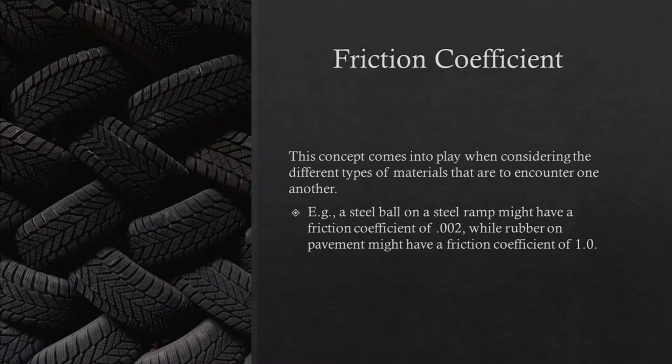There's one more concept to consider when tackling friction, though: the friction coefficient. This concept comes into play when considering the different types of materials that are to come into contact with one another. For instance, a steel ball on a steel ramp might have a friction coefficient of 0.02002, while rubber on pavement might have a friction coefficient of 1.0.